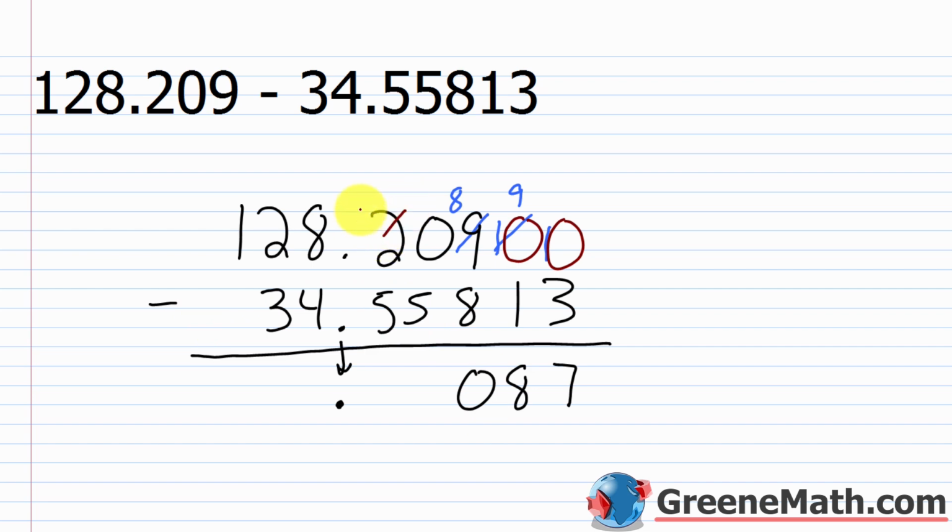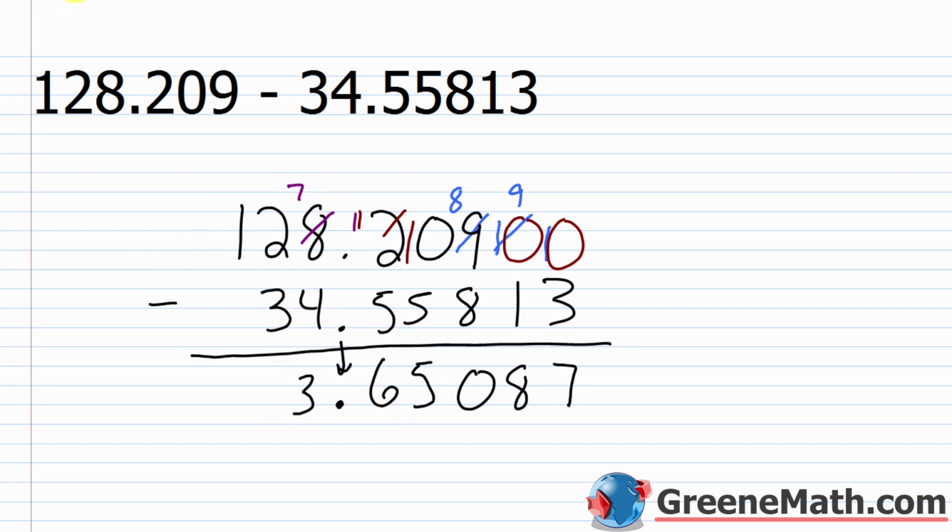So I'm going to cross this 2 out and put a 1. This 0 will become 10. 10 minus 5 will give me 5. And now I have a 1 over here, so I need to borrow again. This 8 will become 7. This 1 will become 11. 11 minus 5 is 6. Then I'll have 7 minus 4, that's 3.